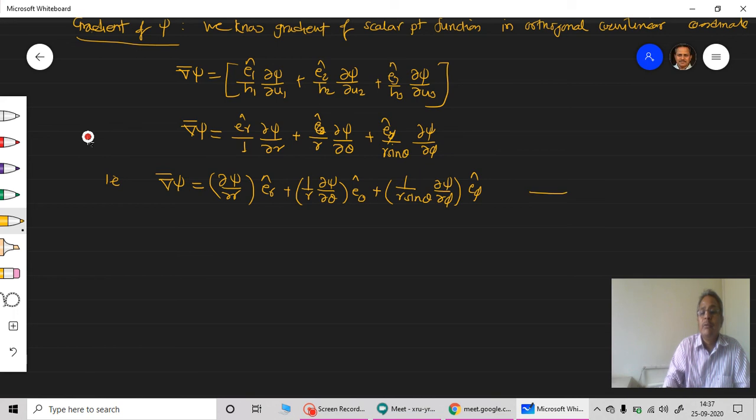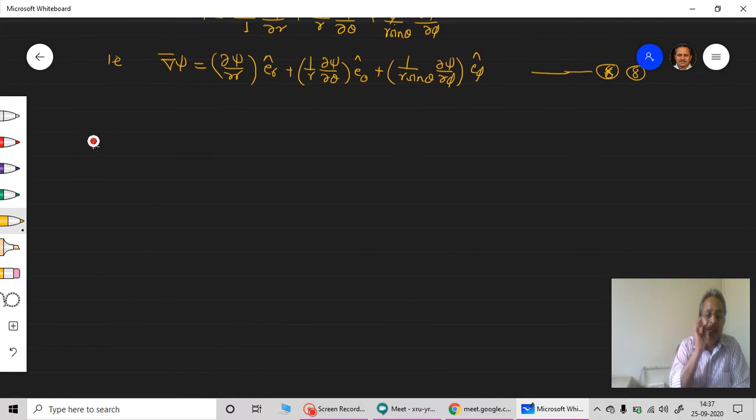This is my very important equation. I am not giving any number here, equation number 8 I think. That gives me the gradient of a scalar point function in the spherical polar coordinate system.